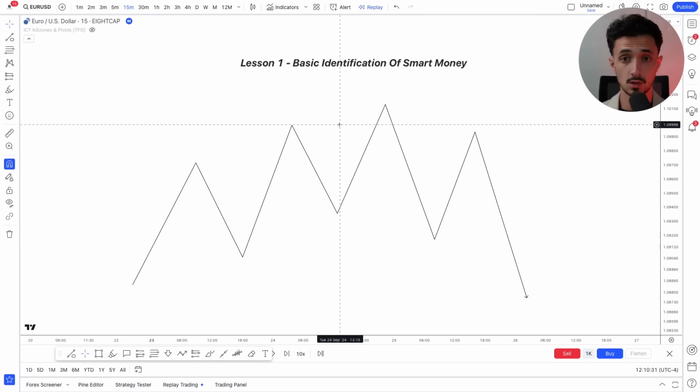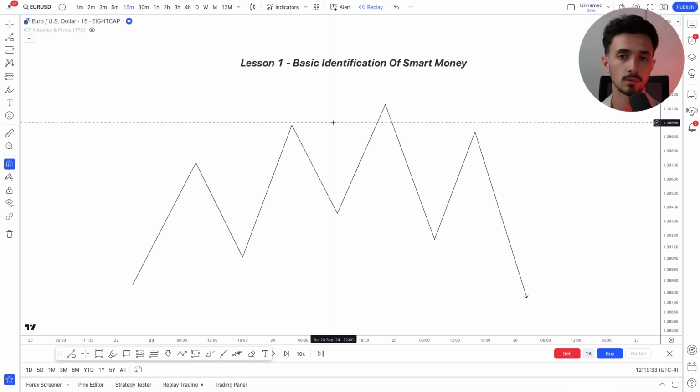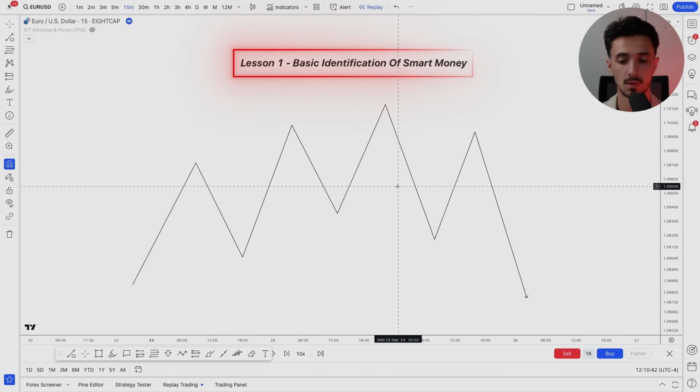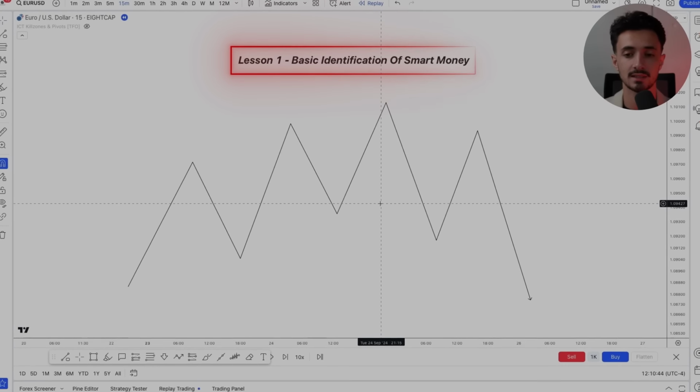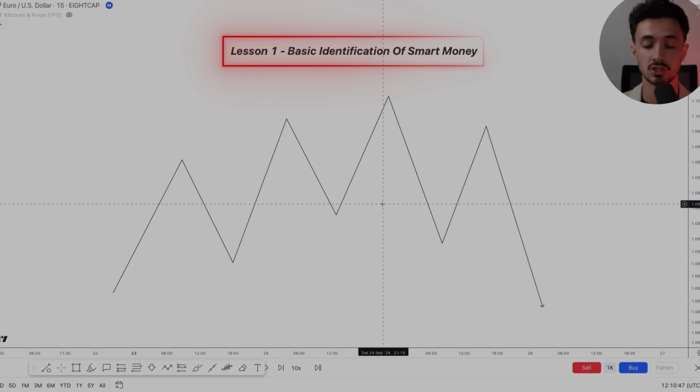Let's dive in. So here we go with lesson number 1, which is again very simple, something you've all seen before, but it's really important that we set the foundations. So lesson 1, basic identification of smart money. In other words, understanding the actual intended direction of price, right?